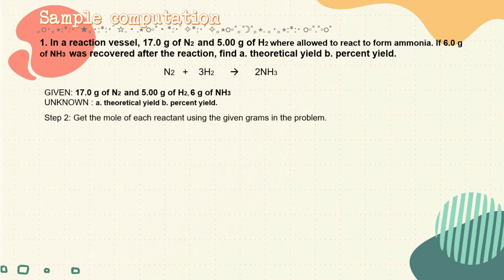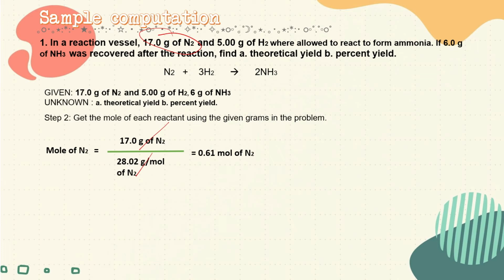Now, the next step is get the mole of each reactant using the given gram in the problem. So, we need to get the number of mole na meron ang ating nitrogen gas and hydrogen gas. The first one is mole of nitrogen, that is equal to 17.0 gram of N2, which is the given here, divided by the molar mass of nitrogen gas, yung sa step 1 natin kinuha, which is 28.02 gram per mole of nitrogen gas. Cancel out the gram, then we will get 0.61 mole of nitrogen gas.